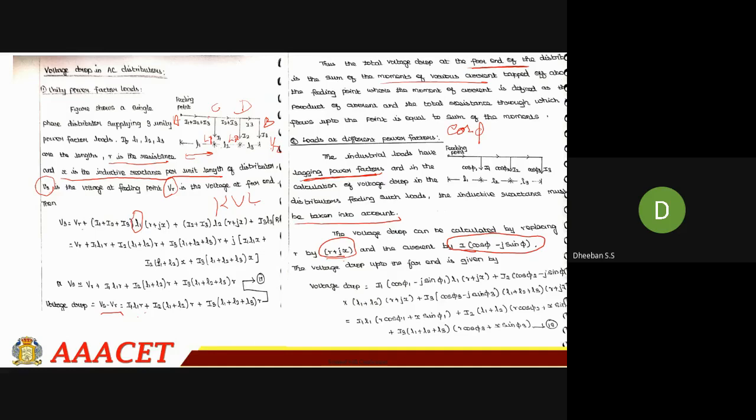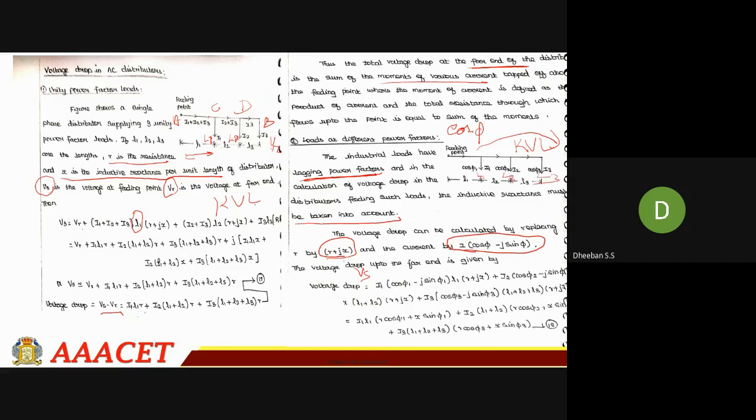The voltage drop up to the far end will be given by, again you have to apply KVL over here. This is also a concentrated load because you are tapping out the loads from a particular single point. So here the feeding voltage Vs will be equal to I1 cos phi 1 from load 1 at L1, and then L2 and then L3.